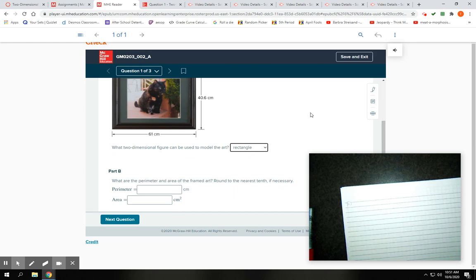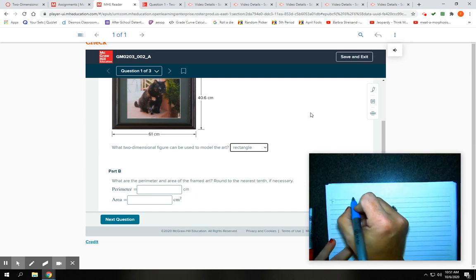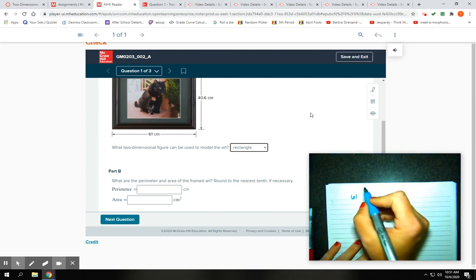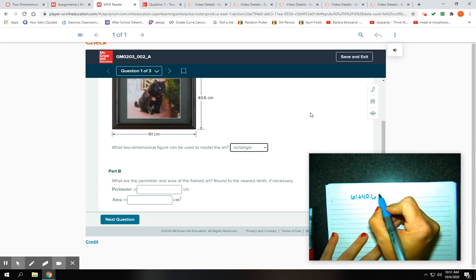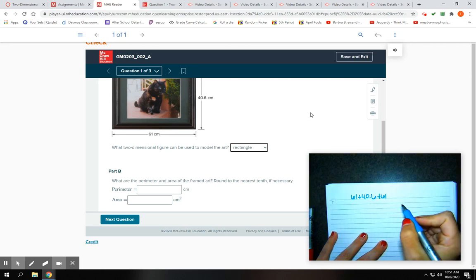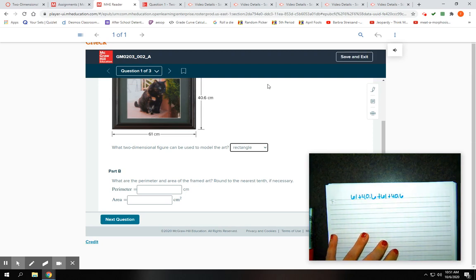Remember, perimeter, we're just adding up all four sides. So we're going to have 61 plus 40.6 plus another 61 for the top side that's covered right now, plus another 40.6 for the left side that I just pointed out with my hand that nobody can see what I'm doing. That was dumb.